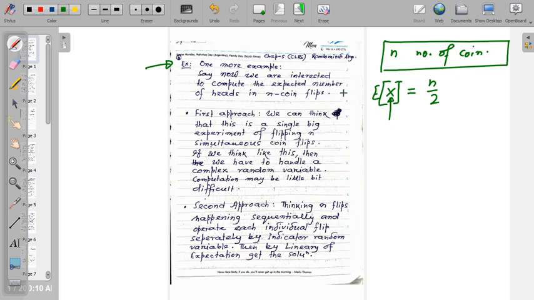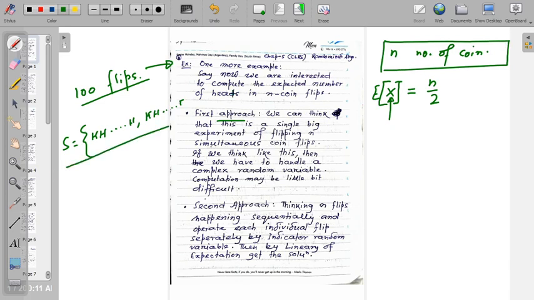This thing will be solved by using indicator random variables. The first approach is that we can think of this as a single big experiment, a thousand flips, and then we put down the sample space, like H up to 1000, and then H, then T, something like this. So all these sample space we have to first jot down, and then the random variable.